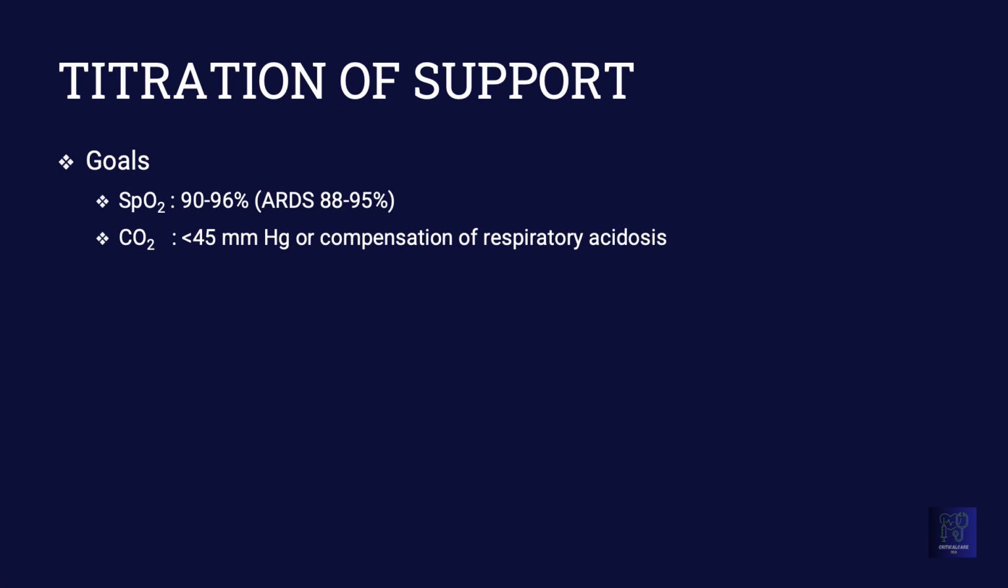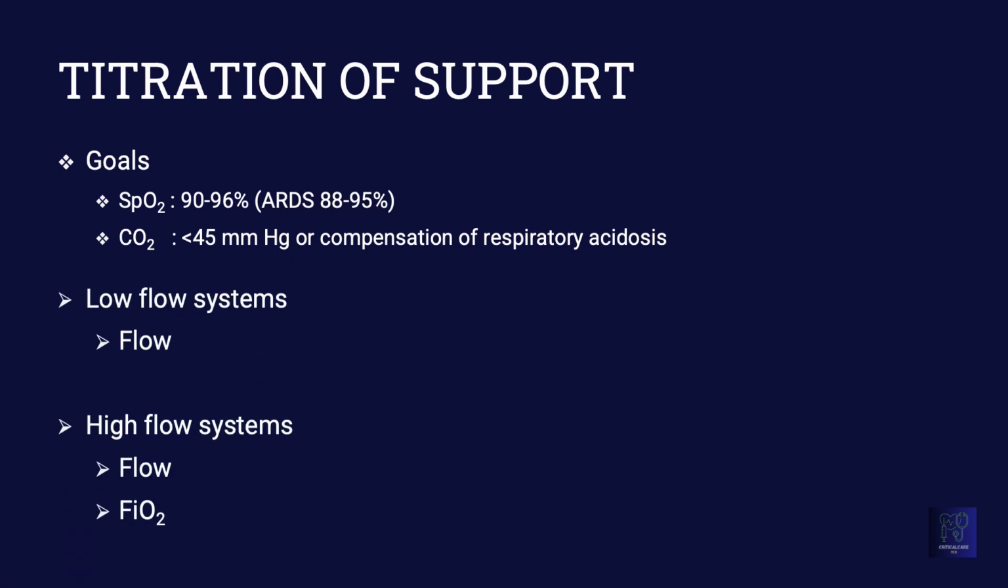When treating hypercapnic respiratory failure, the goal is to bring down the CO2 to less than 45 millimeters of mercury, or to the baseline value in case of a chronic retainer. The more important number to focus on here would be the pH, as the goal of treating hypercapnia is to correct the respiratory acidosis. Now let's quickly summarize the settings we can adjust for each device.